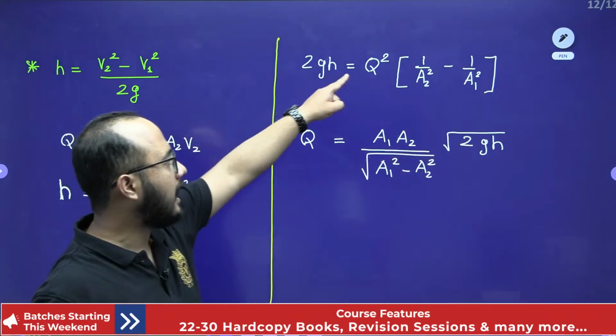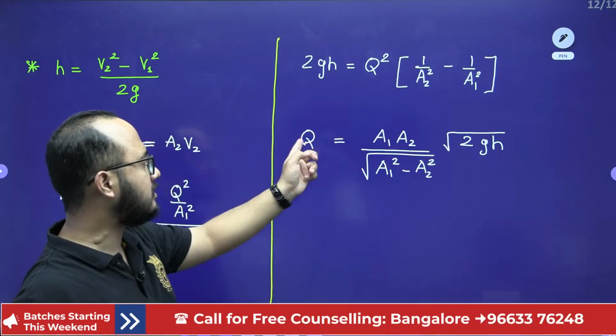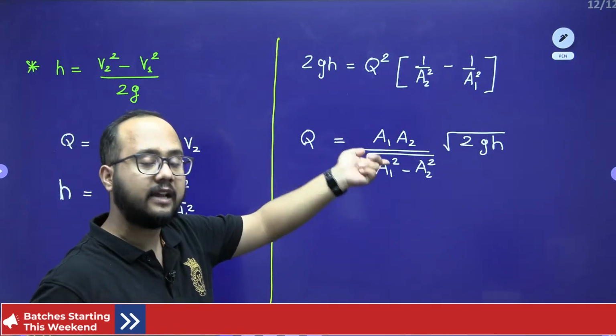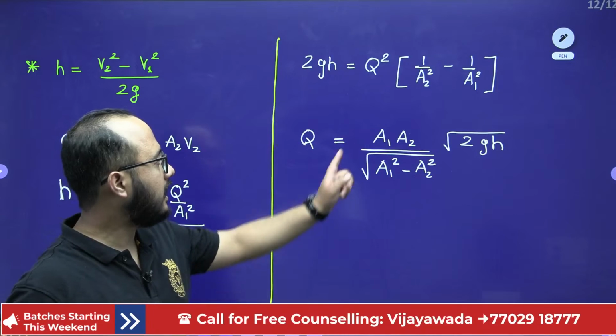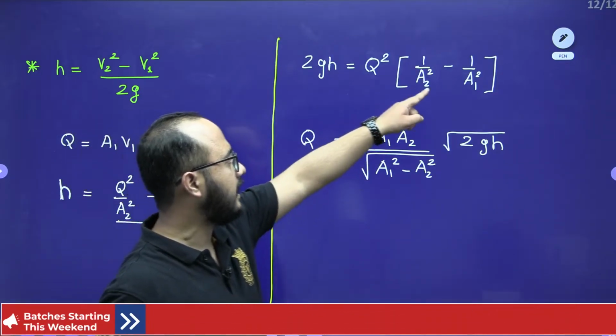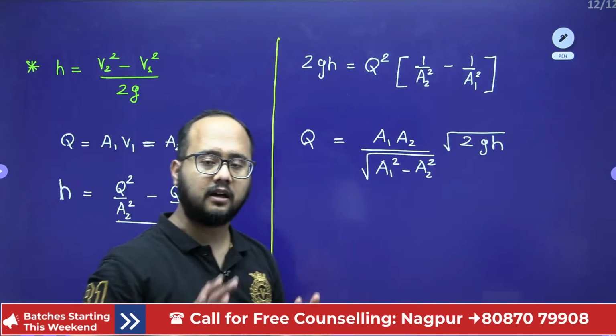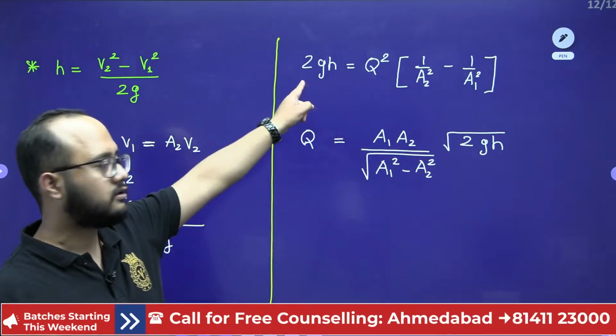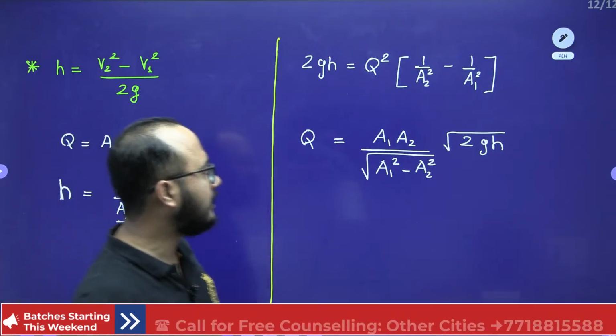So when under root you take on both the sides, that's why the Q square becomes the Q. So A1 A2, because earlier it was A1 square A2 square. So A1 A2 it will be there, and this one, A1 square minus A2 square, becomes under root. It will come under root, square root. So root 2GH, because 2GH is there. So this is the final formula that we are having.